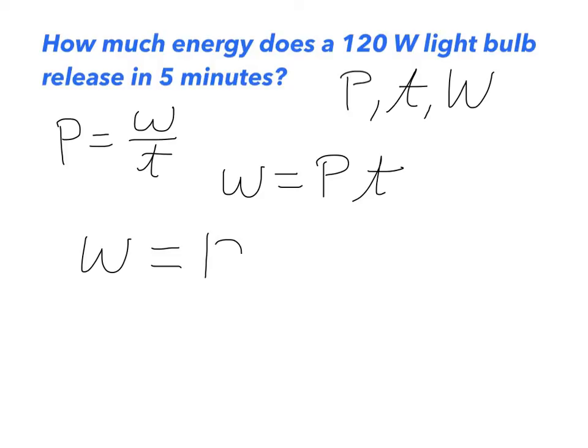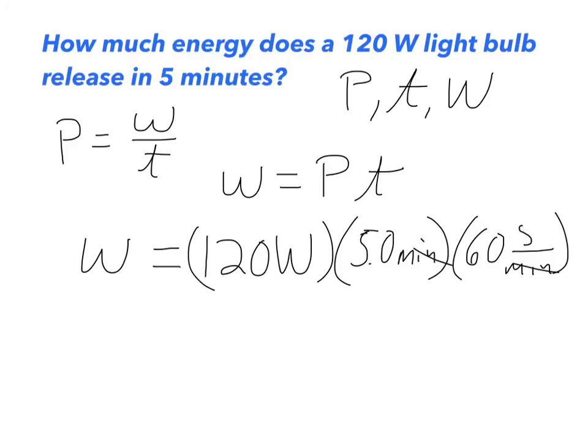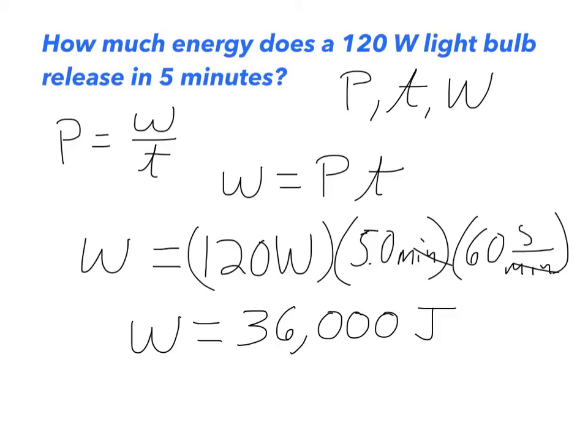So I rearrange it to get energy is power times time. So I'm going to multiply 120 watts. But remember, 120 watts is 120 joules per second. So I need to write the 5 minutes in seconds. So there's 5 minutes, but there are 60 seconds per minute. So really it's 300 seconds. So if I multiply 120 times 5 times 60, I actually get 36,000 joules of energy. So a 120 watt light bulb pumps 36,000 joules into my living room in 5 minutes.